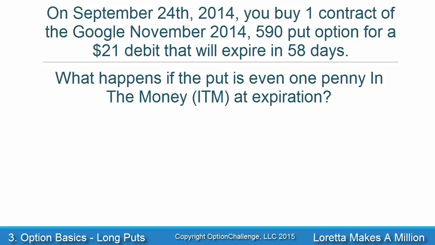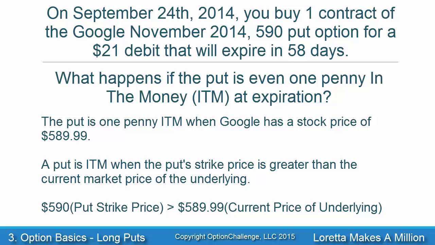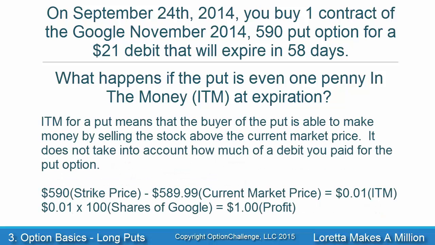But what happens if the put is even 1 penny in the money at expiration? In this example, the put is 1 penny in the money when Google has a stock price of $589.99. A put is in the money when the put strike is greater than the current market price of the underlying. $590 is greater than $589.99. In the money for a put means that the buyer of the put is able to make money by selling the stock above the current market price.